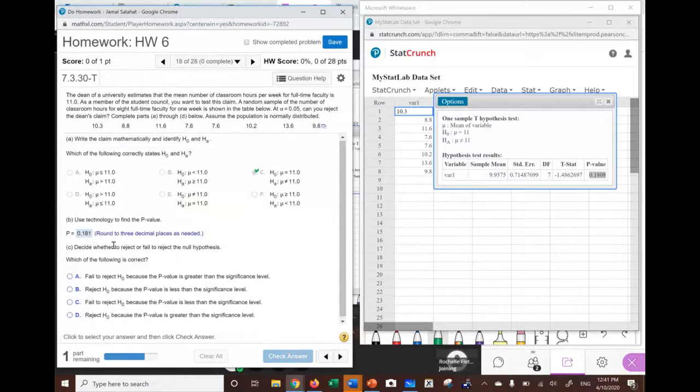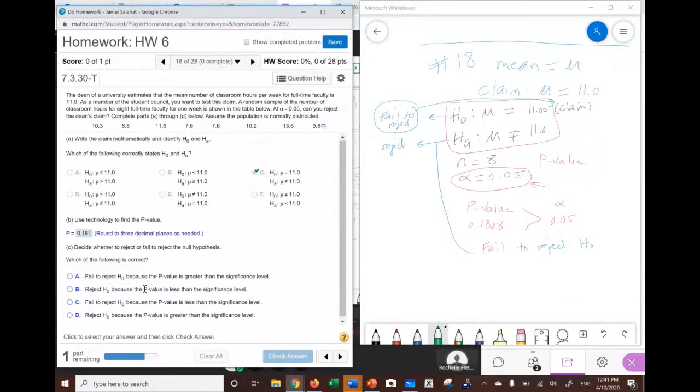The next step will be to decide to reject or not to reject. So let me put this away. Notice in here that we failed to reject H note. So it's going to be either A or C, because B is rejecting and D is rejecting. So let's see which is correct.